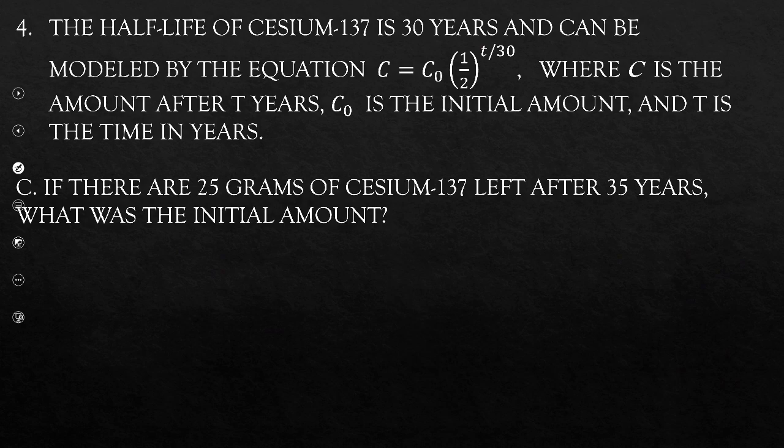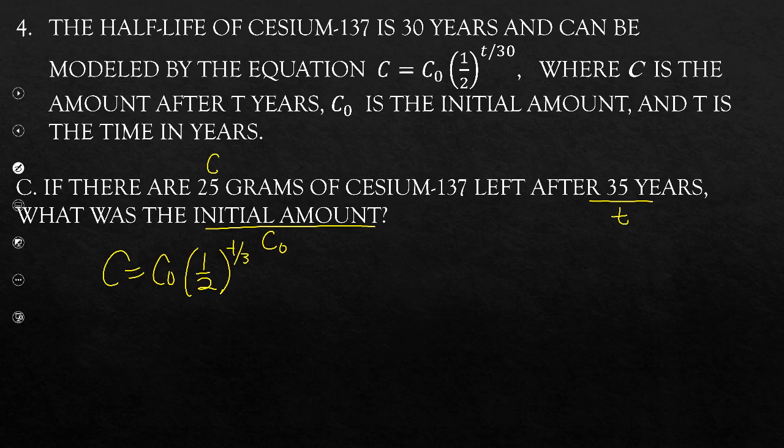All right, next question. If there are 25 grams left after 35 years, what was the initial amount? So now I'm looking for C sub 0. There are 25 grams. That's the final amount of the cesium-137. And they do tell us the time. So our formula, C equals C sub 0 multiplied by 1/2 to the power of t over 30.